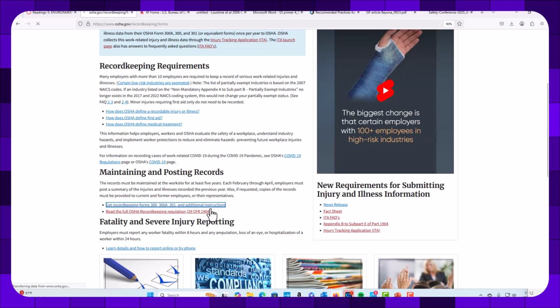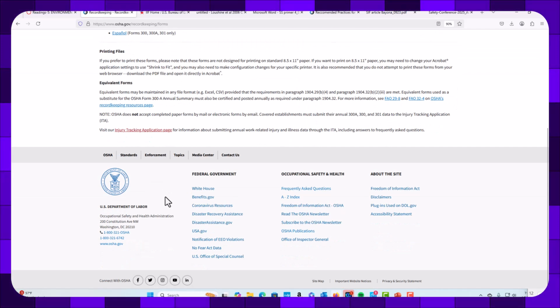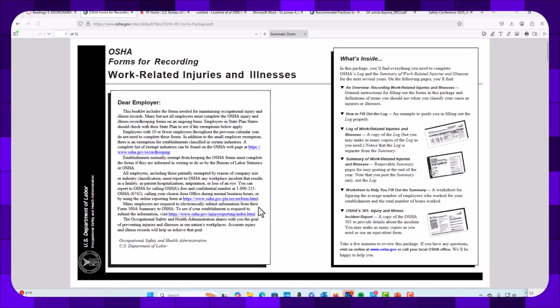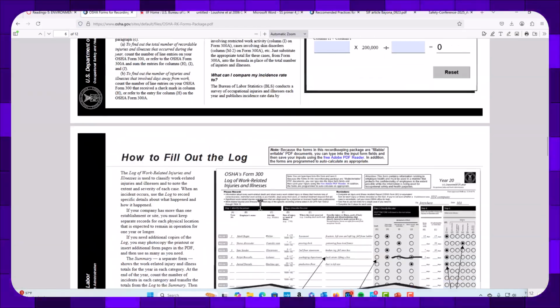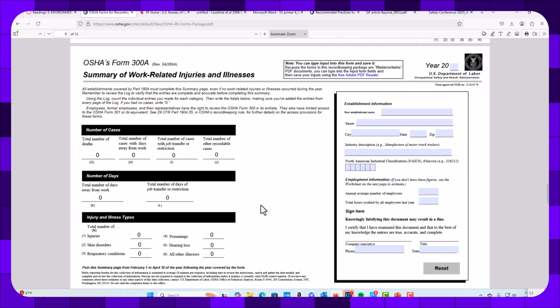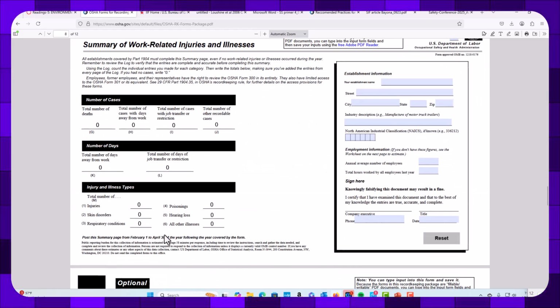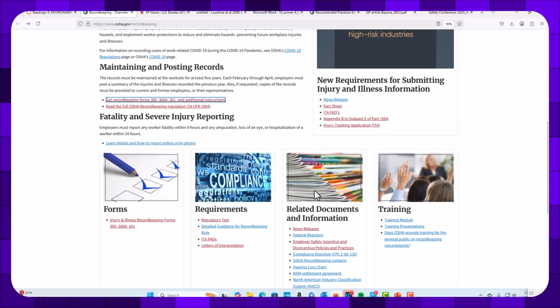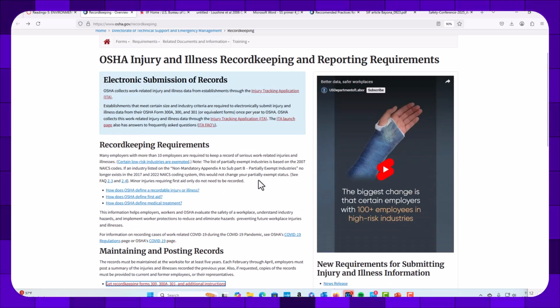Oh, now I'm questioning myself. Where's my 300A? Because it says right on the bottom of it. 300A, posting February 1st through April 30th. Okay. Testing myself.